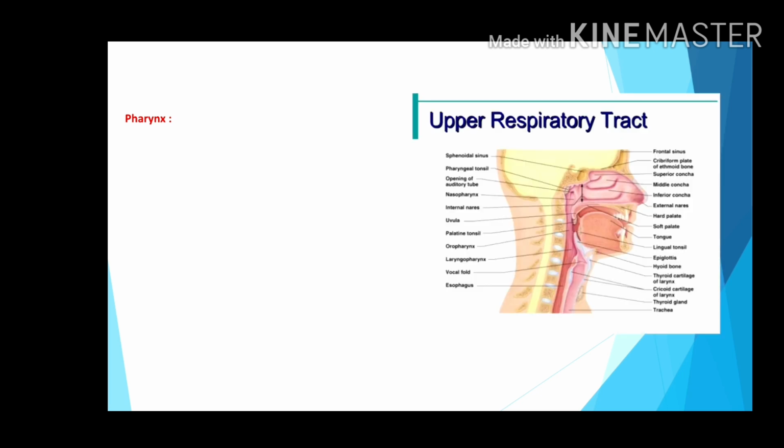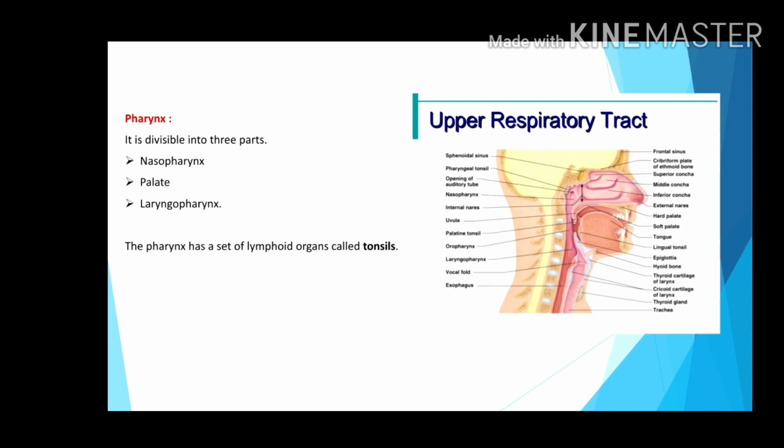We go on to the next organ, that is the pharynx. It is divided into three parts. The first part, the uppermost part, is called the nasopharynx. This is a picture which shows the upper respiratory tract. We come back to the nasopharynx. It is the uppermost part of the pharynx. The second part is called the oropharynx, which is behind the palate, and the last one is called the laryngopharynx. The pharynx also has a set of lymphoid organs called tonsils.